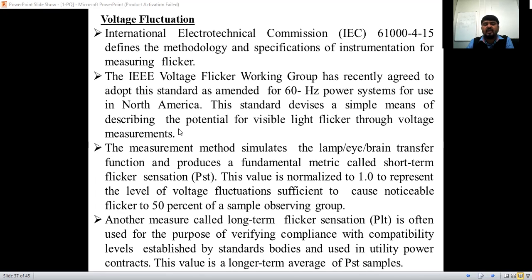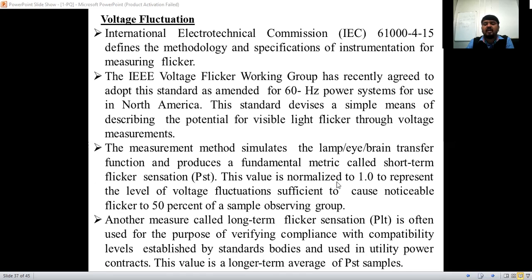Now we can observe that one. The measurement method simulates the lamp-eye-brain transfer function and produces a fundamental metric called short-term flicker sensation. We are going to call that PST, short-term flicker sensation.